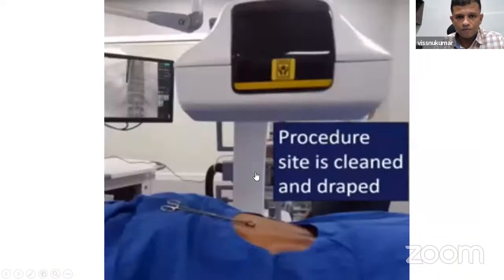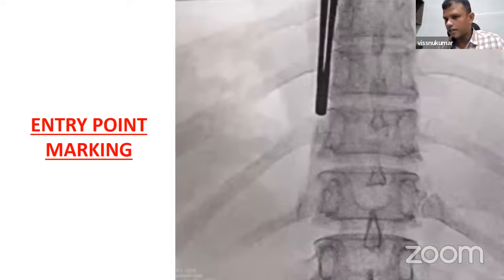Okay, and the procedure site is cleaned and draped. Now, starting the procedure, first I'm doing it on the left side. I'm going to mark the superior lateral portion of the T12 vertebral body. I just want to make sure that my entry point is above the ribs.